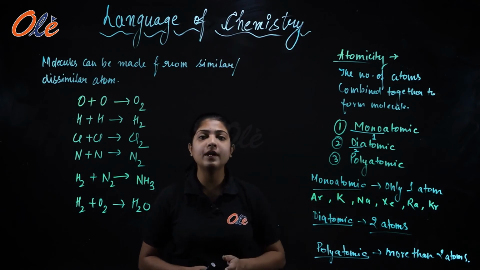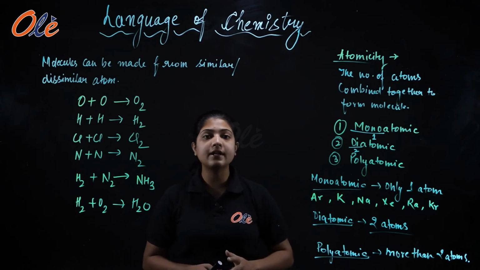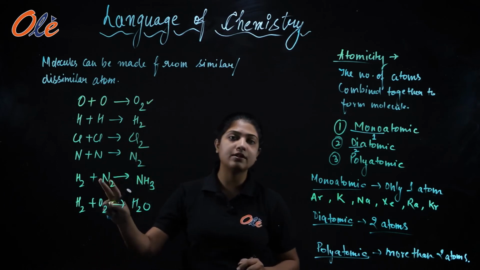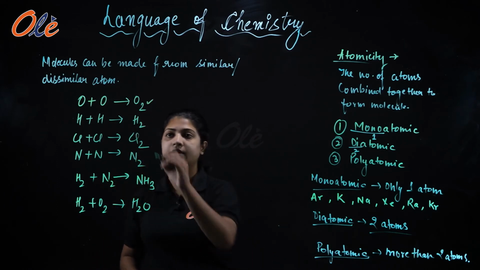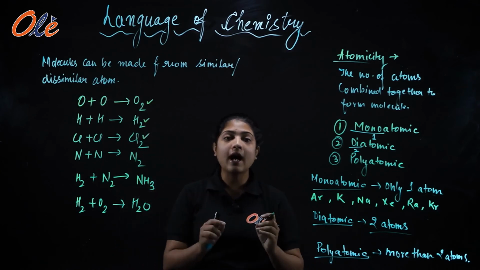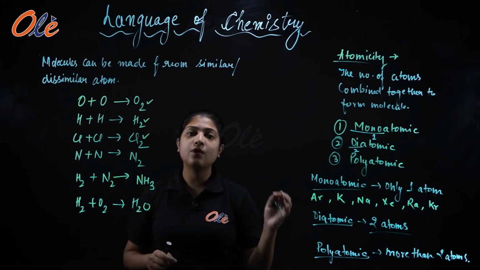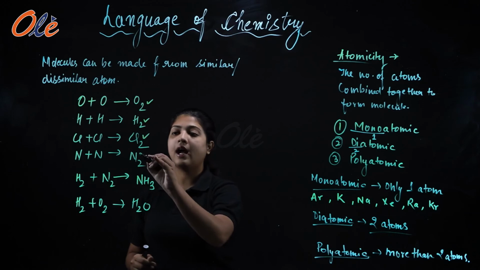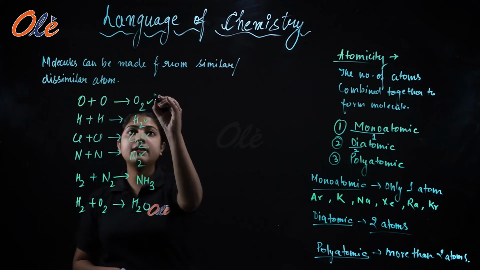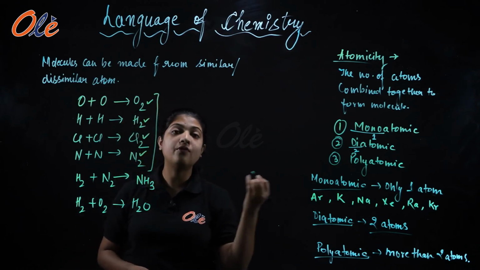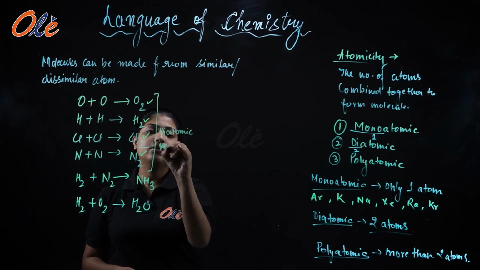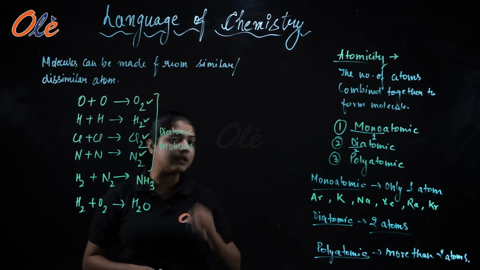Now if we talk about the diatomic molecule, that means 2 atoms are there. So we can take the examples here. These are diatomic. 2 atoms of oxygen are required to form 1 molecule of oxygen. 2 atoms of hydrogen are required to form 1 molecule of hydrogen. 2 atoms of chlorine are required to form 1 molecule of chlorine, and 2 atoms of nitrogen are required to form 1 molecule of nitrogen. So all these are examples of diatomic molecules. Why? Because there are 2 atoms involved to form a single molecule.